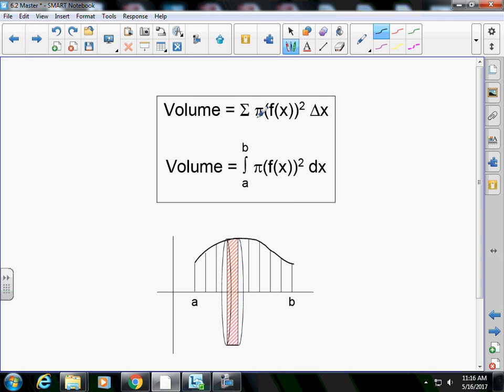We say the volume is equal to the summation of pi times the function f of x squared times delta x. We learned in Calc 1 that through Riemann sums, we can integrate this from a to b. It's going to be pi times the function f of x squared dx. And each one of these is what we're going to evaluate.